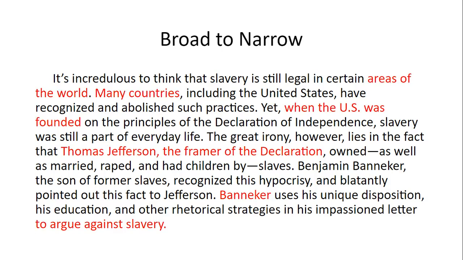Again, is this perfect? No. So if you look at the first sentence, areas of the world, that's my very broad terminology. Then I'm moving into many countries. Then I'm moving into the United States was founded, who framed the Declaration, Thomas Jefferson, and then getting into my thesis, Banneker argues against slavery.